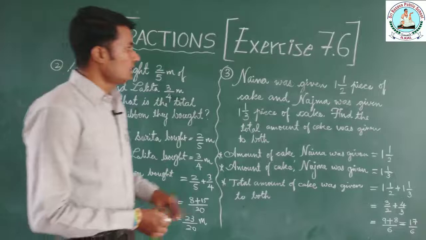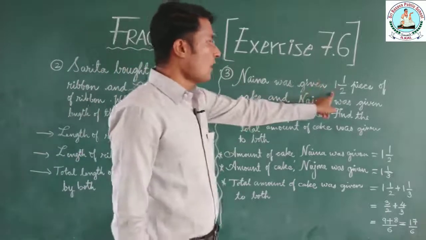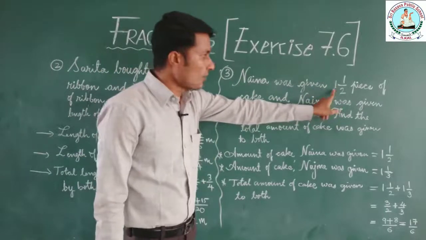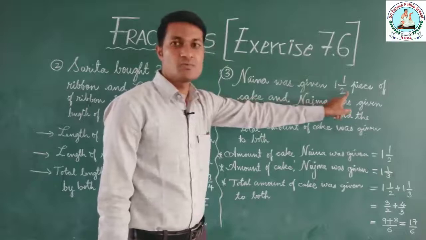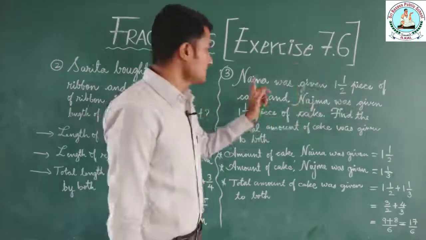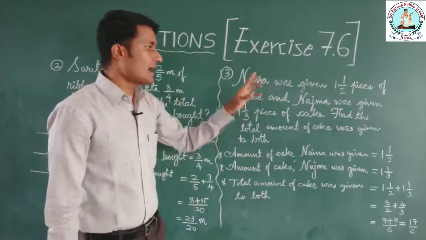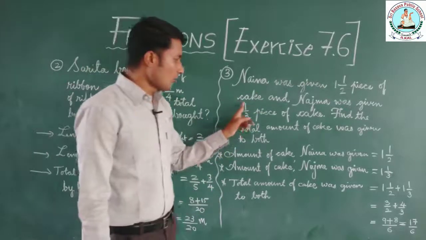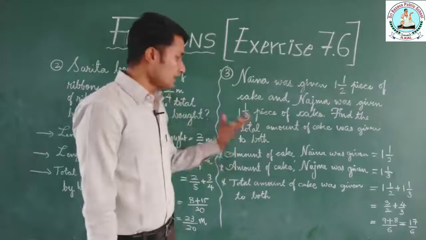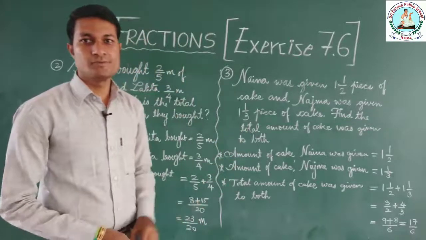Let's go for the third: Naina was given 1.5. You can read it as 1 and 1/2. So Naina was given 1 and 1/2 pieces of cake, and Najma was given 1/3 piece of cake. Then find the total amount of cake given to both.